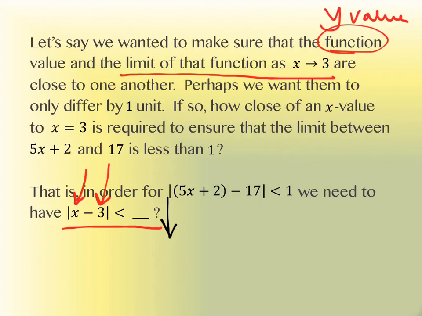The absolute value of 5x plus 2 minus 17 is less than 1. So we're going to simplify inside of the absolute value first. So what do I have if I simplify inside my absolute value? 5x minus 15. Perfect. 5x minus 15. Everybody good with that?